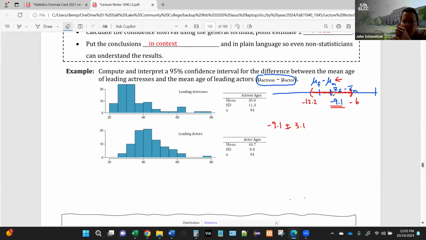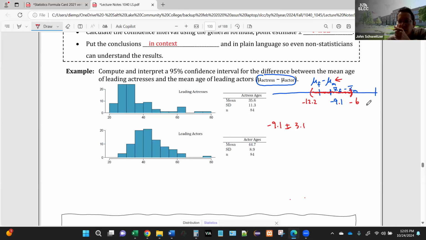Let me clean this up just a little bit here. It's in agreement with our hypothesis test. We're pretty sure that the average age for females is less than the average age for males, but it could be anywhere between negative 6 years of a difference all the way up to negative 12.2 years. So on average, leading actresses could be as little as 6 years younger than the leading actors, or as much as 12 years younger. So we like that.